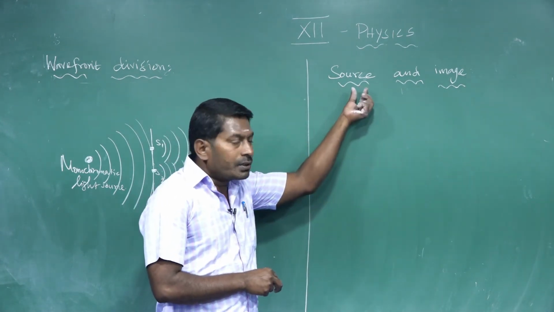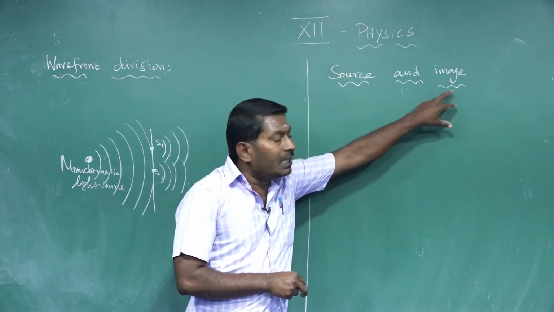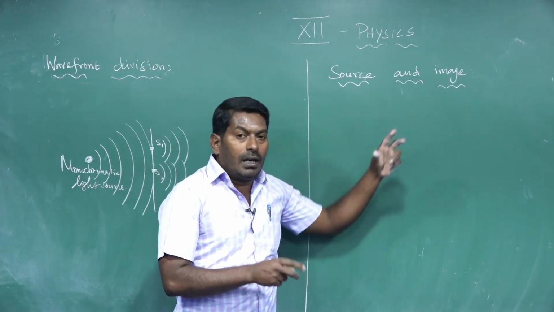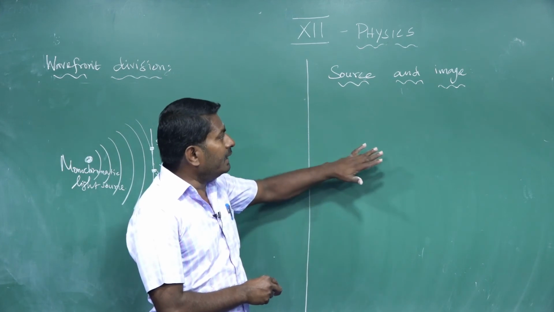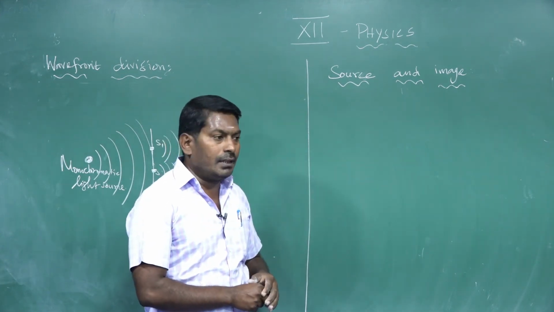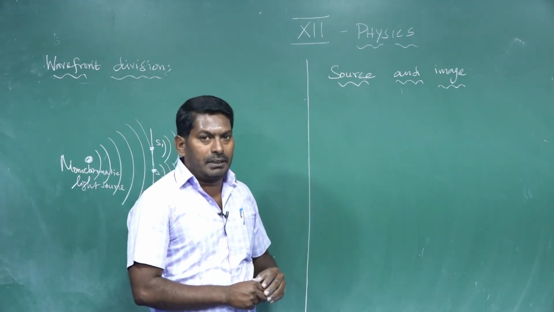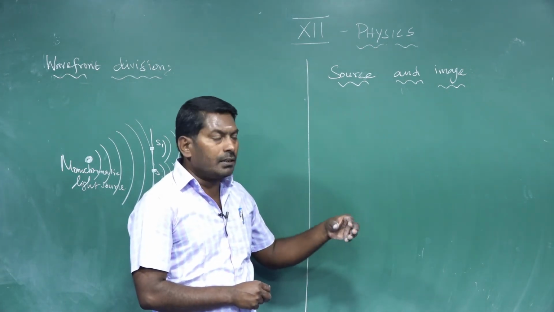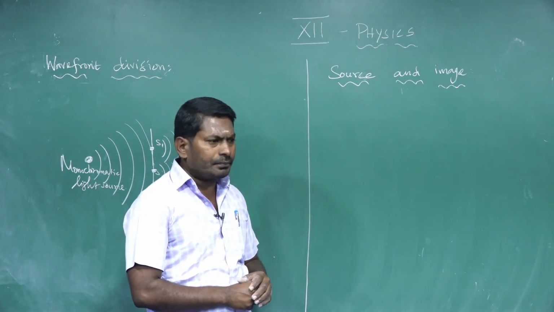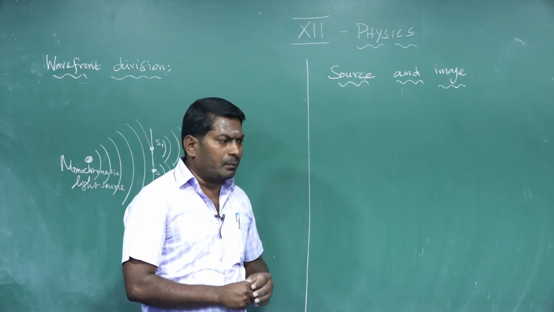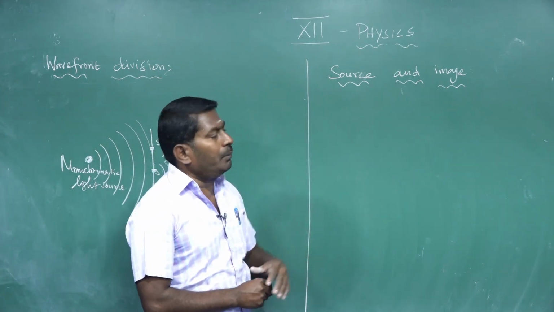So the source produces waves and also forms the image. That image also will have a wave, and both the waves are in phase or have a constant phase difference. Then in this technique we produce two coherent light sources. Example: the Fresnel biprism experiment produces two coherent light sources by the technique of source and the image, and also the Lloyd mirror produces two coherent light sources in this manner, source and the image.